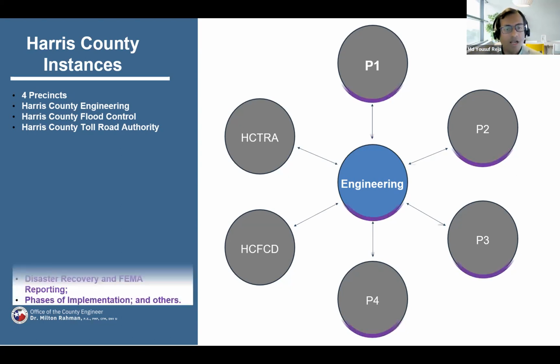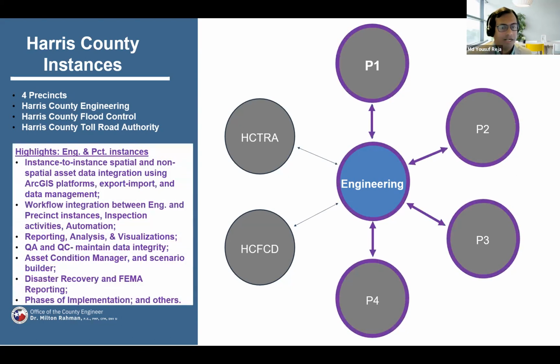goal. So right now we are really focusing on instance to instance. If we talk about instance to instance, we are really talking about engineering with the precincts and how that is going to work for us. So as you can see, instance to instance spatial and non-spatial asset data integrations have 4 different ways that you can do, but we can utilize one of the ArcGIS platforms, and then we can do back and forth export and import, and then at some point we have to think about what would be the data management strategy for us.